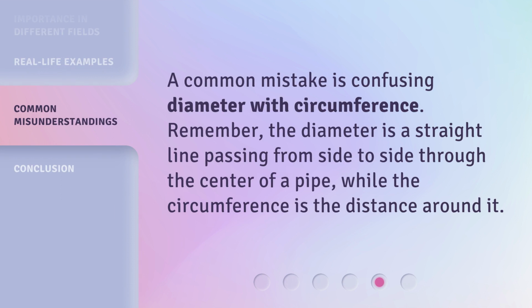A common mistake is confusing diameter with circumference. Remember, the diameter is a straight line passing from side to side through the center of a pipe, while the circumference is the distance around it.